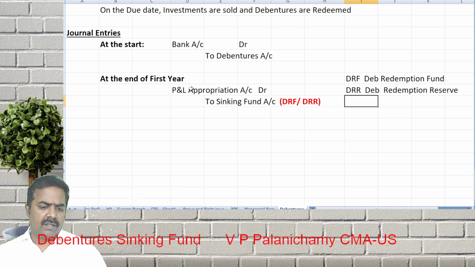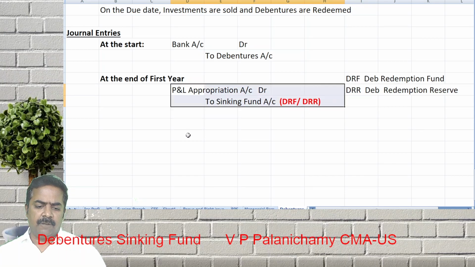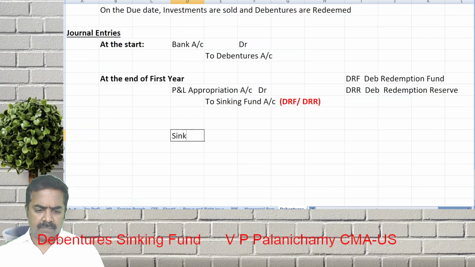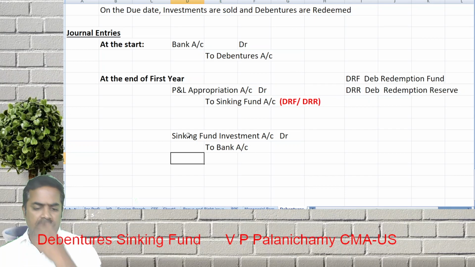Then we'll appropriate the money from the sinking fund and invest that money. Sinking fund investment account debtor to which account? Bank account. Sinking fund investment account debtor to bank account. So in the first year there are only 2 entries now.